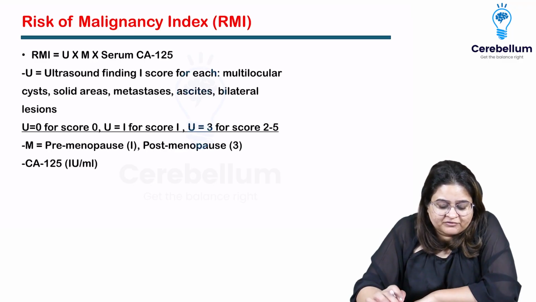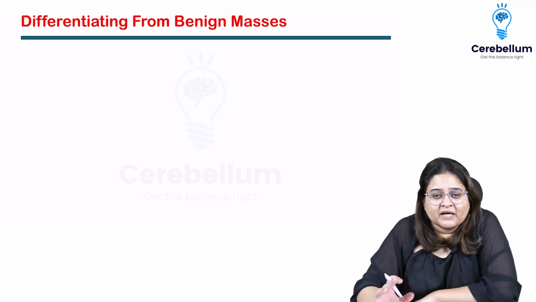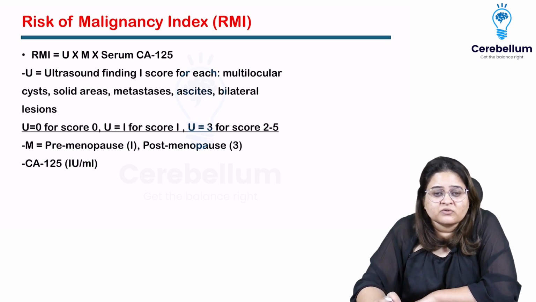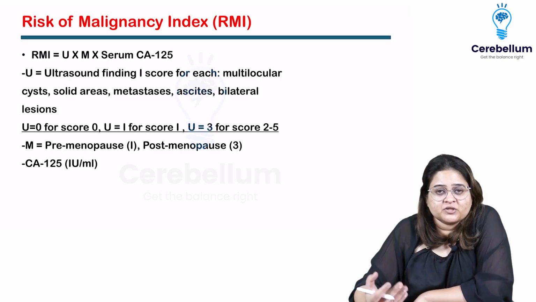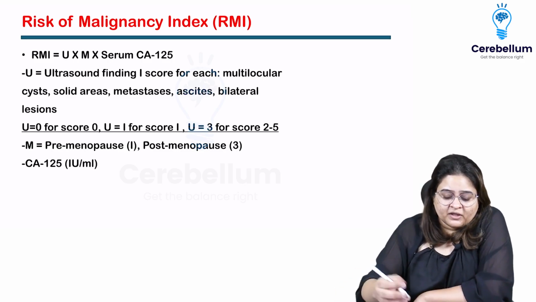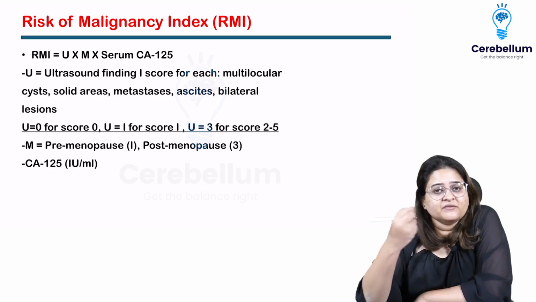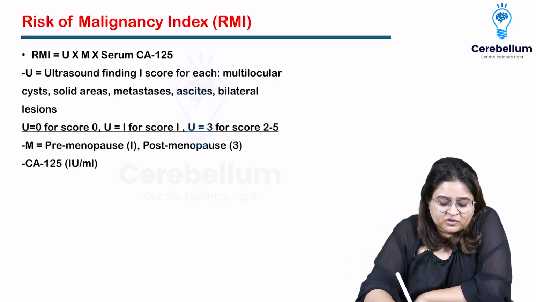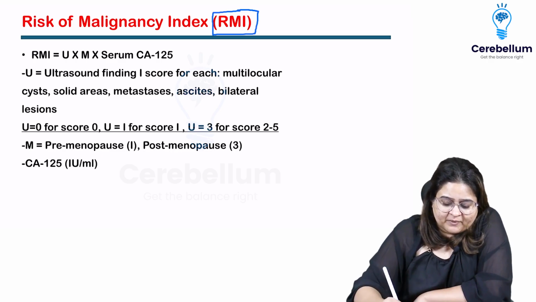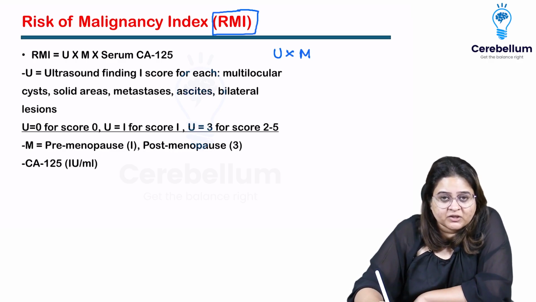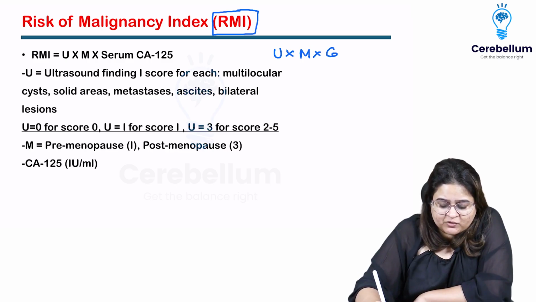Now, it's very important to differentiate a malignant from a benign ovarian mass on the ultrasound and on other features, so that you know how to manage which patient. There are many ways you can do this. One of the commonly asked ones is the RMI. What is RMI? It is the risk of malignancy index. This is calculated by an ultrasound score multiplied by the menopausal score multiplied by the actual value of CA125.